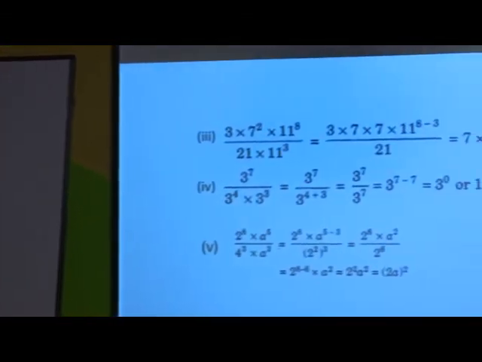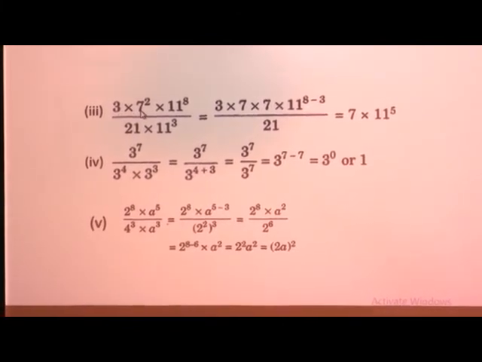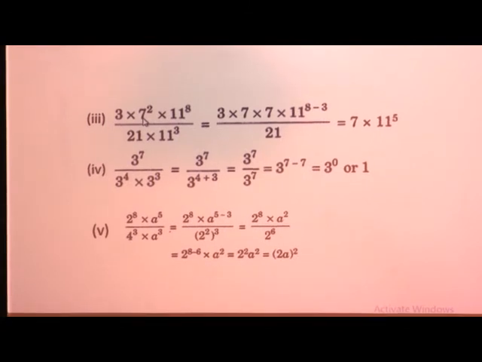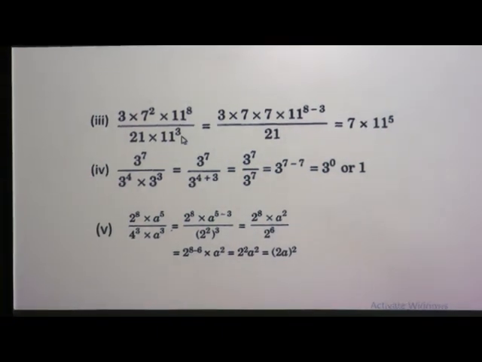So, we will have another example here, which is given as 3 into 7 raised to the 2, that is 7 square, multiplied by 11 raised to the power of 8, upon 21 into 11 cube. We can say cube when it is 3, and square when it is 2. Here it is given as 3 multiplied by 7 raised to the power of 2 into 11 to the power of 8 upon 21 into 11 power of 3, or 11 cube.